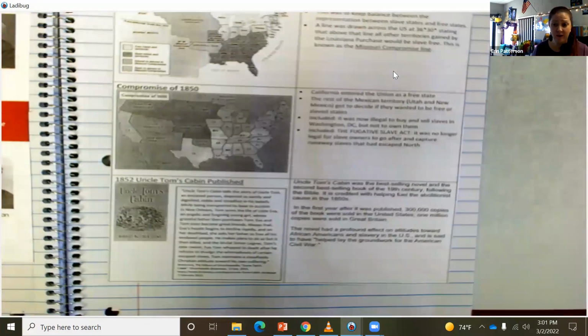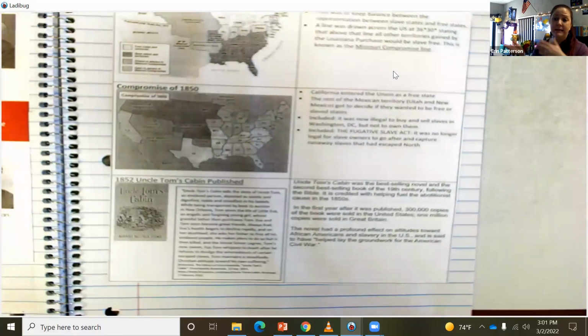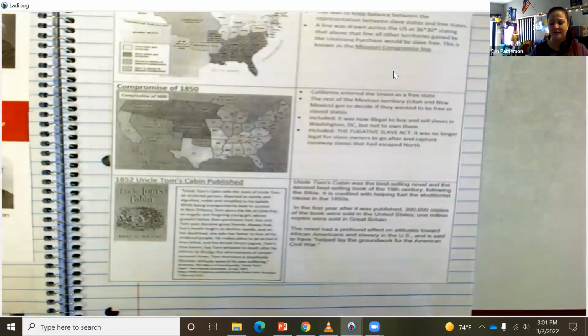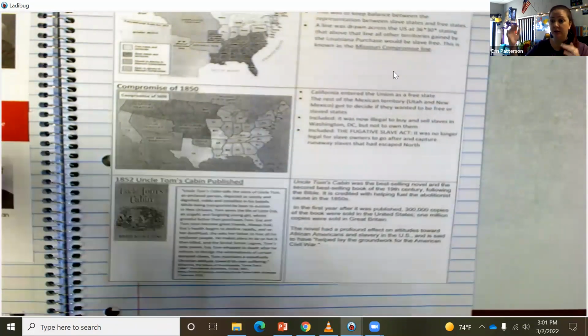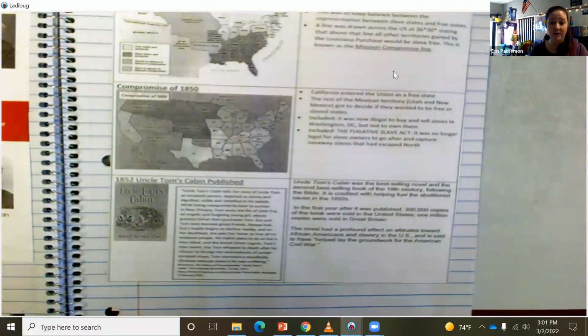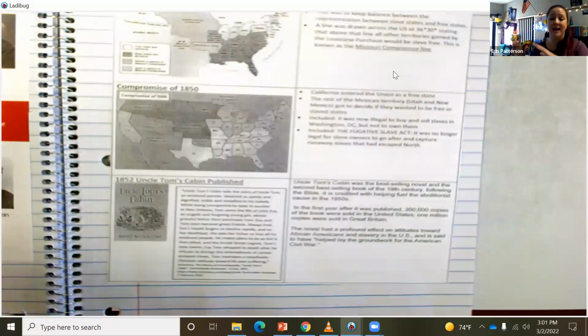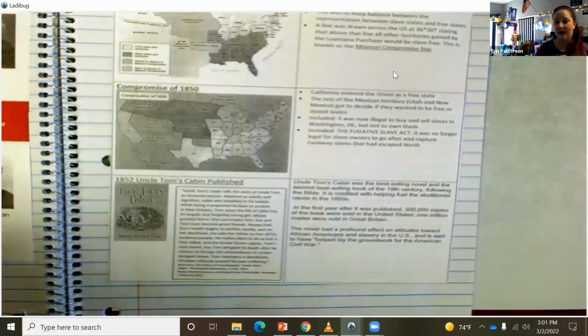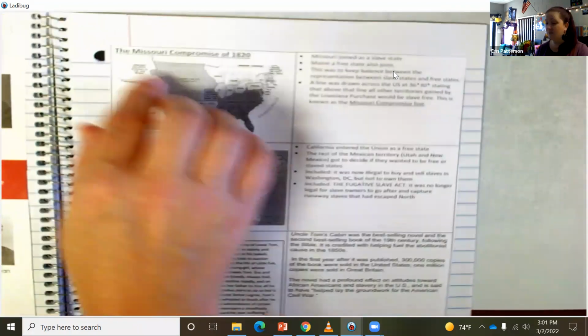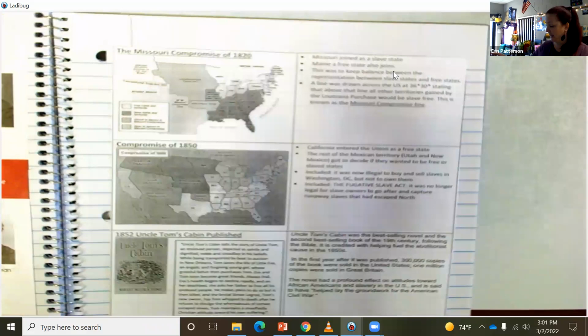And while all that is going on, and while our country is growing and expanding out west, we have to make new laws to help the North and the South get along, because they have very different lifestyles. And also we've gained all this land out west. So we're going to dive right in to the Missouri Compromise of 1820.